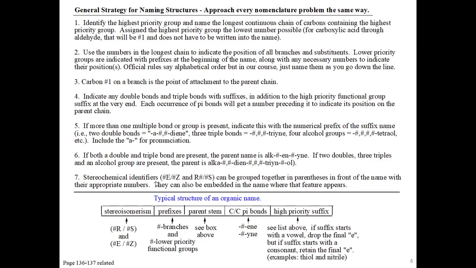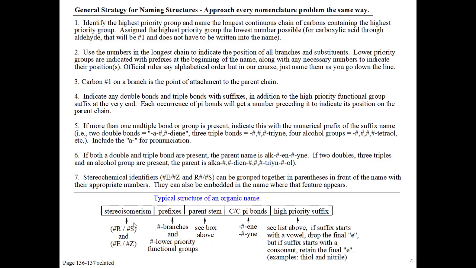The stereochemistry features you have to be familiar with will be E and Z for alkenes, and R and S for chiral centers. Oops, I put that R in the wrong spot. That should be over here. Okay, so you could take all of these stereochemistry features and put them in parentheses in front of the name. I think that's the easiest way to do it, and less likely to slip up and make a mistake when you embed them in the name.